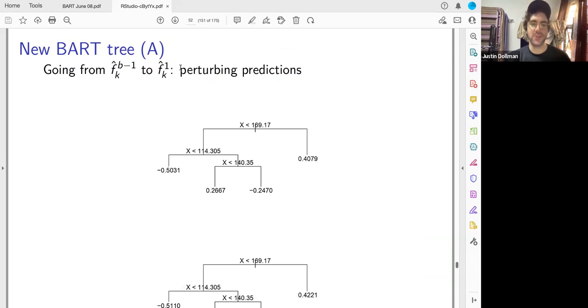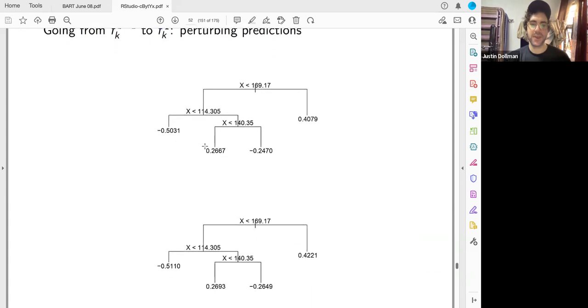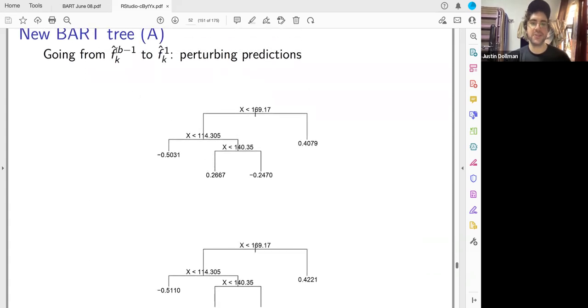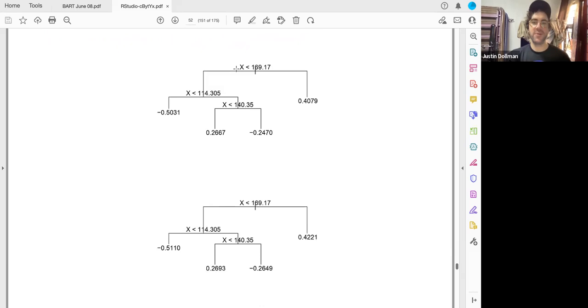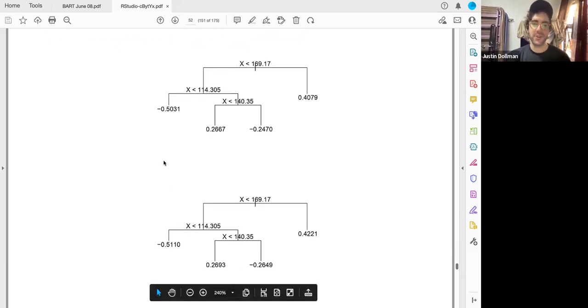On the perturbed tree growth process. So let's see. Again, notation, I guess it's good to practice. So this is the same tree. It's the Kth tree. But we're going from iteration b minus 1 to, it should be b. I apologize. This should be b. All right, anyway, so we're going from a prior tree to a newer tree.